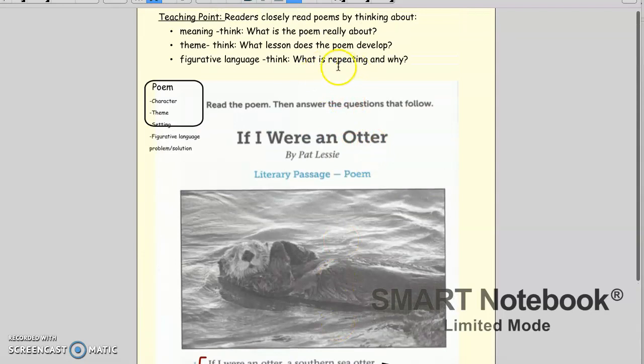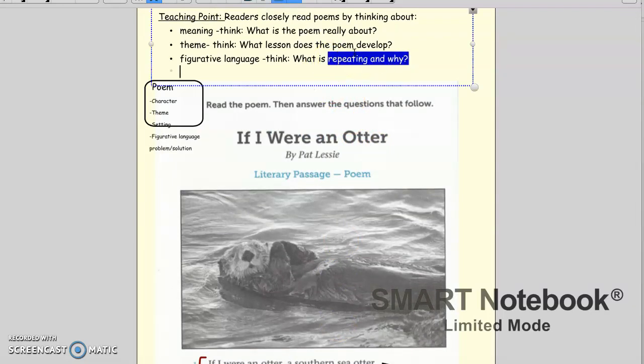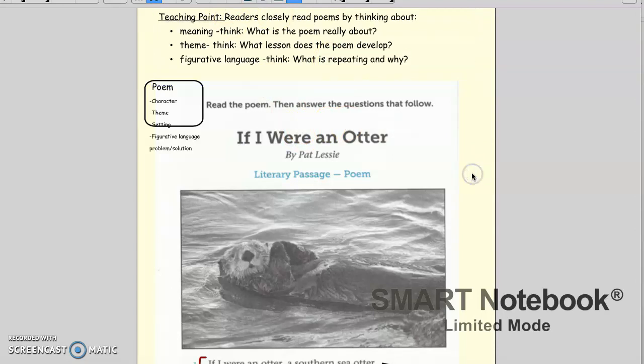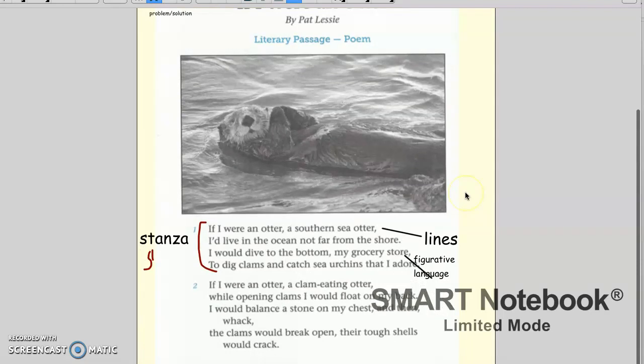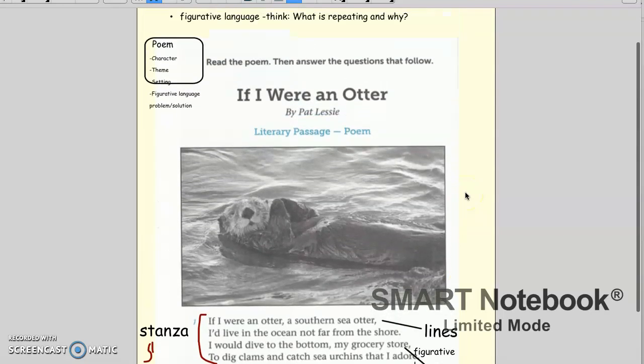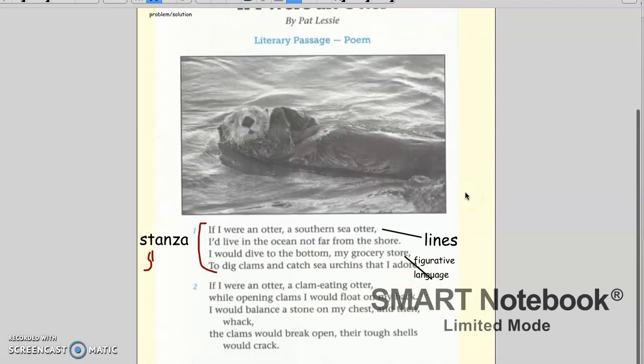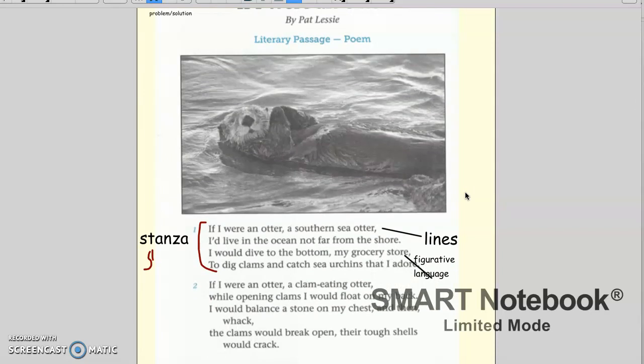So that's something that is repeating. Now I'm wondering why. Why would somebody say, if I were an otter? It's kind of making me think that the speaker probably really likes otters, probably thinks that they're really amazing animals, and that's why that line keeps repeating. Okay? So far, do we have a theme? Well, let's continue reading and see if you guys find something else out. But so far, it seems like a very positive poem.